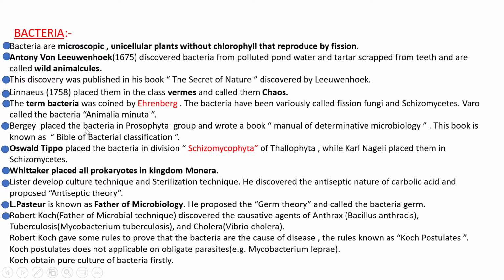Bergey placed the bacteria in the Prosophyta group and wrote a book, Manual of Determinative Bacteriology. This book is known as the Bible of bacterial classification. Oswald Tippo placed the bacteria in division Schizomycophyta of Thallophyta, while Carl Nägeli placed them in Schizomycetes. Whittaker placed all prokaryotes in kingdom Monera.